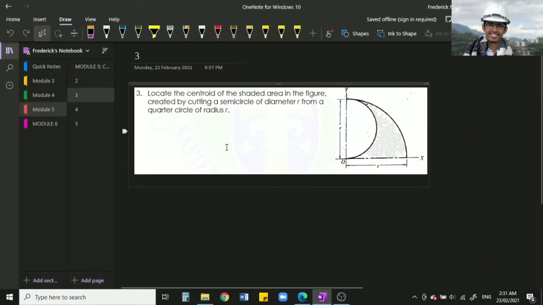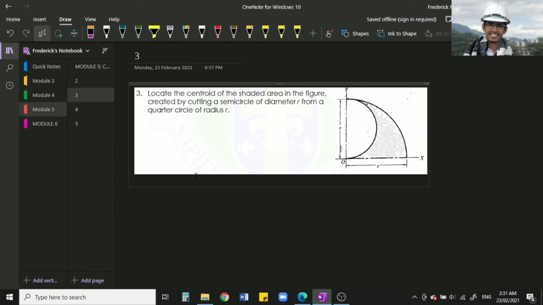So, locate the centroid of the shaded area in the figure created by cutting a semicircle of diameter R from a quarter circle of radius R. Okay? So, meron tayong quarter circle, which is ito. We have quarter circle, and meron tayong semicircle na may diameter siya na r. Okay? Yung diameter ng semicircle natin will be yung radius ng ating quarter circle. So let us locate the centroid.